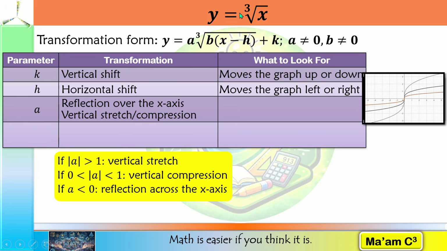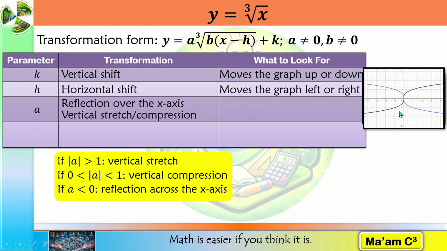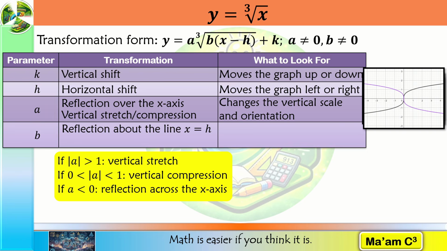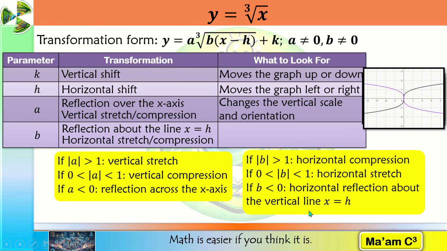And when I made this negative cube root of x, what happened to our graph? It reflects across the x-axis. So a changes the vertical scale as well as the orientation. Next parameter is our b. So this is about reflection along the line x equals h. Also, horizontal stretch and compression. I hope you still remember as well the important details about b.